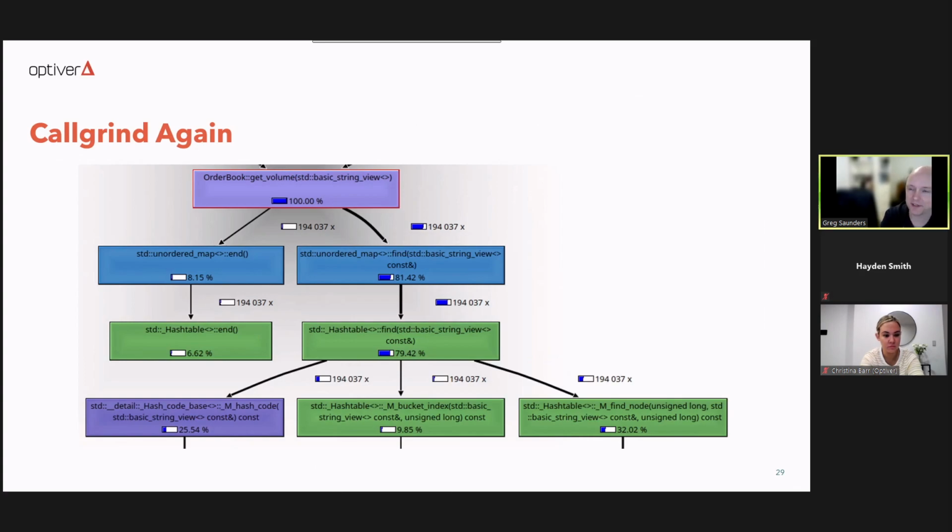Now, if we drill into the code which is searching the map, you can see that there are three parts to what it's doing. Firstly, it's hashing the string. That's taking roughly 25% of the time to search the unordered map. Then it's finding where the appropriate bucket is in the hash table for the entry that we're concerned about. And lastly, it's searching through that bucket to determine whether the node we're searching for is in fact there, and return the value associated with that node.